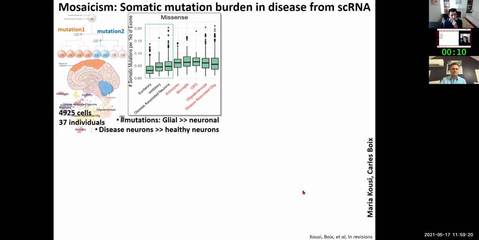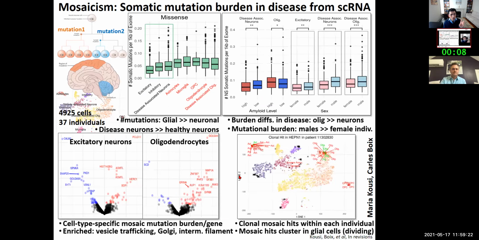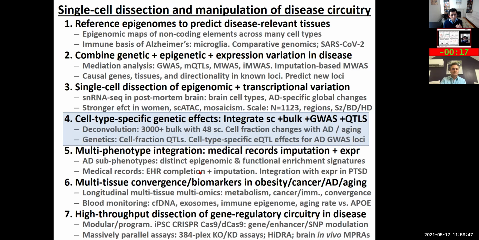And then lastly, we're able to look at how mutational signatures of somatic mosaicism are accumulating within these single-cell RNA-seq data from SMART-seq, that's looking at the whole transcriptome, and how these are affecting specific cell types, specific both male or female individuals, differences in amyloid, and also different pathways in each of these cell types.